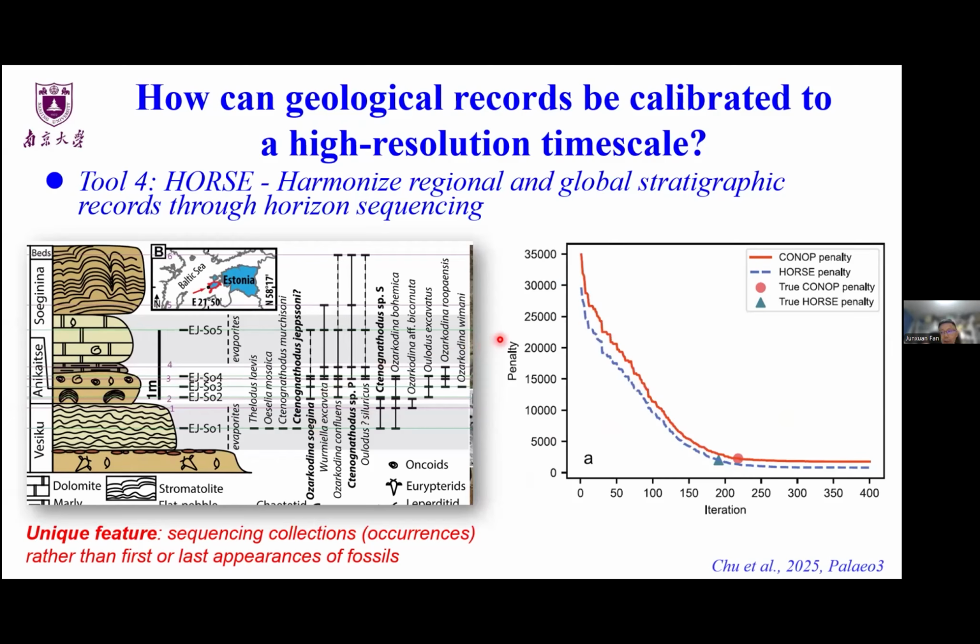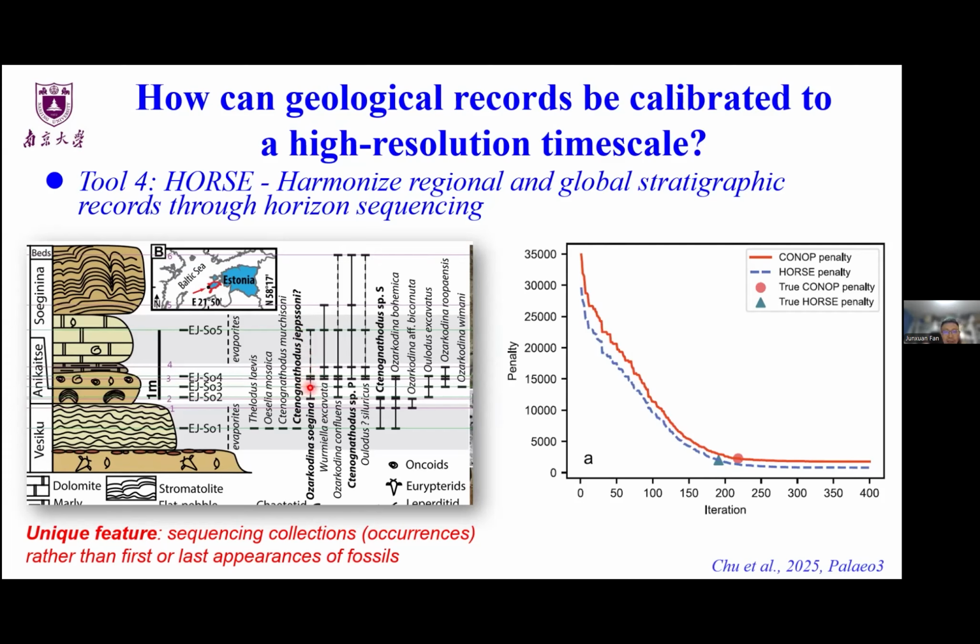There is also another method available. We just made it early this year. It's called HORSE, because CONOP can only use part of the data. For example, this is a range chart of one section. You can see there are many fossil records from that section. For example, this species has 1, 2, 3, 4, 5 different occurrences from that section. And CONOP only uses the first appearance and the last appearance for the calculation. So it doesn't use the three intermediate fossil occurrences of that species.